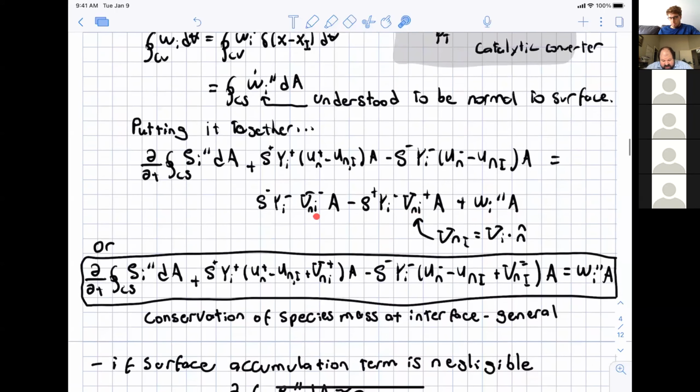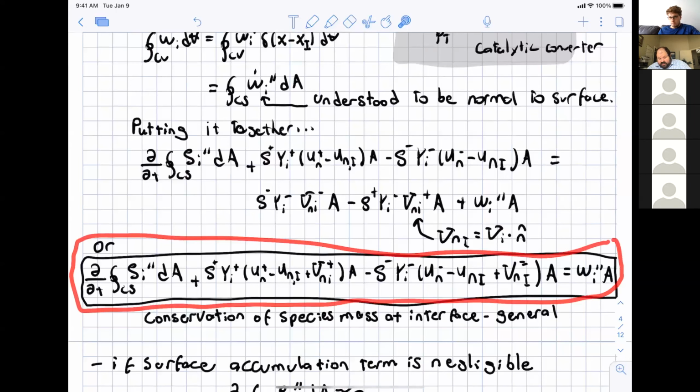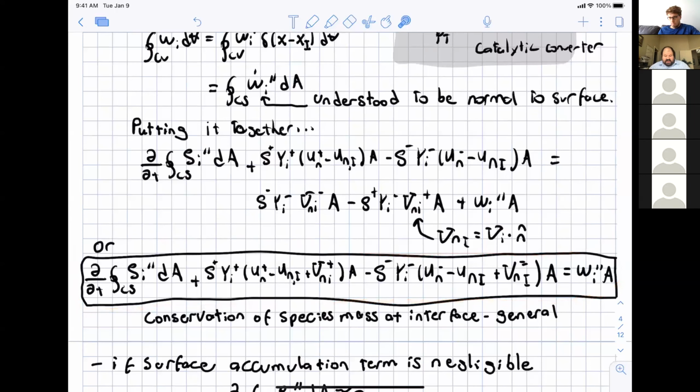I'm defining V and I as the normal component of the diffusion velocity, so that's just the diffusion velocity of species I dotted with n hat. Putting it all together, we have this expression here, and this is general. It would apply to really anything, a catalytic converter, or a burning chunk of propellant.